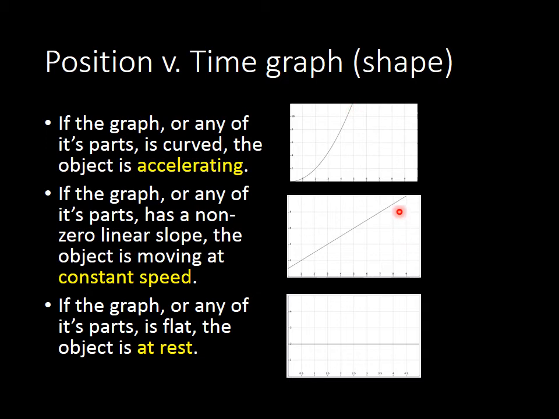Now, if the graph is linear and it's not curved like this, if it has a non-zero linear slope, then we can say that the object is moving at constant speed. So what we're saying is that from this position here to this position here, it is moving the same average speed all the time. And then the final one would be if we had something like this where the graph had a slope that was equal to zero, then the object would be at rest or not moving.